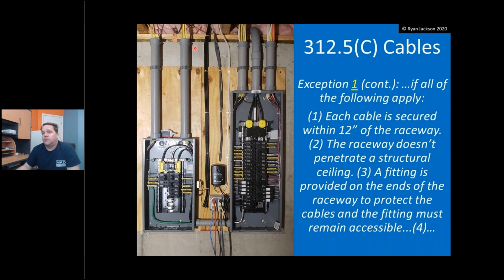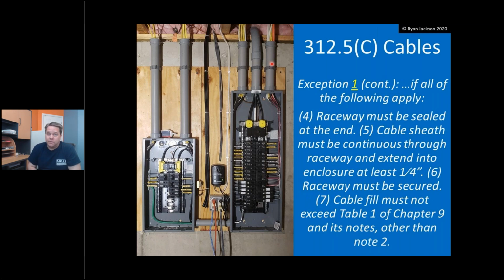This does not penetrate a structural ceiling. The structural ceiling would be the bottom of those joists. So we're good on item 2. Number 3, a fitting has to be provided on the ends of the raceway to protect the cables, and it has to remain accessible. These have fittings on them. As you can see, they've got bell ends, and they're not concealed behind drywall or other finished material. So far, we're meeting the code on this installation.